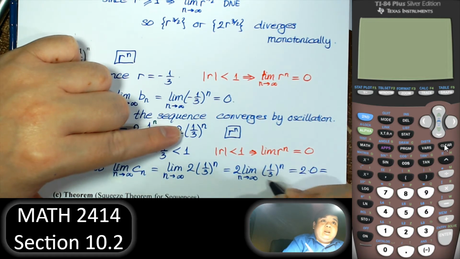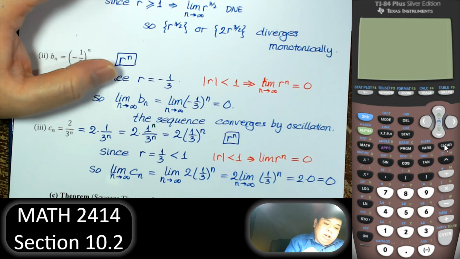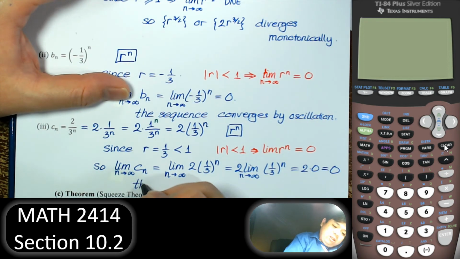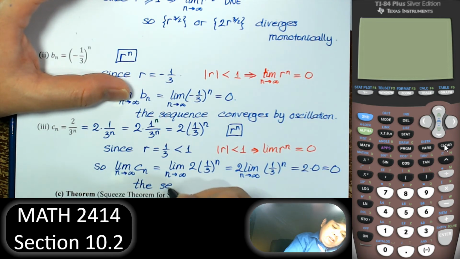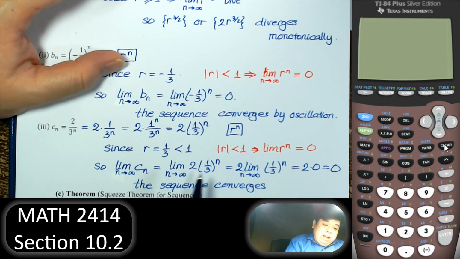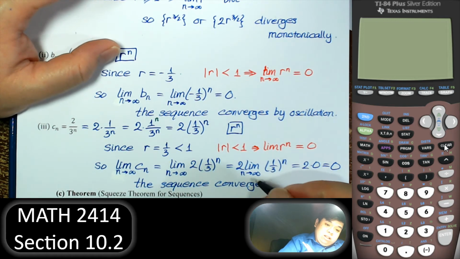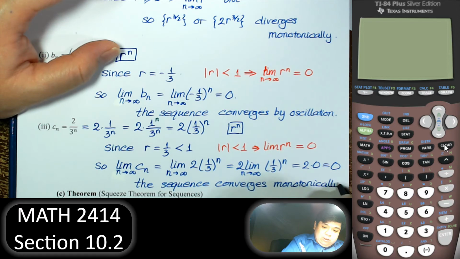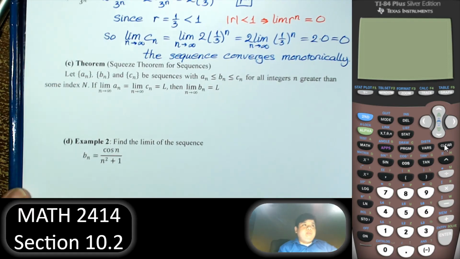And the limit of that is 0 times 2, which is 0. So we say this sequence converges because it has a limit. And since r is bigger than 1, it converges monotonically. So just like that.